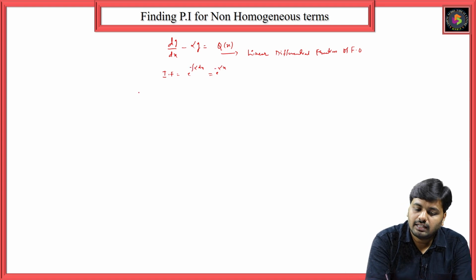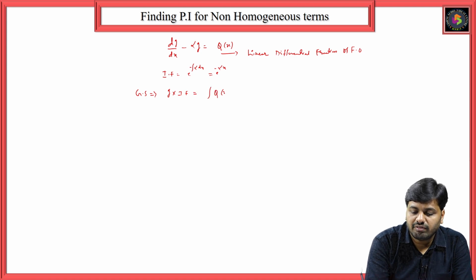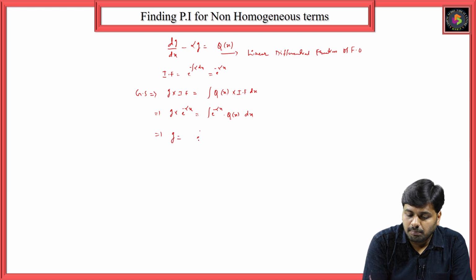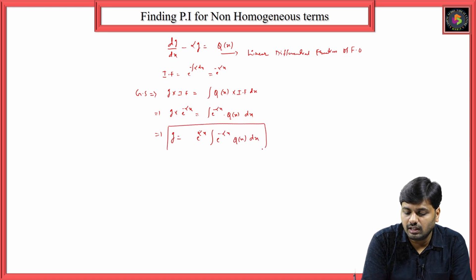Now the general solution will be G into the integrating factor equal to the integration of Q of x into the integrating factor dx. So I write G into e power minus alpha x equal to the integral of e power minus alpha x into Q of x dx. Now I shift e power minus alpha x to the right hand side, and then we get G equal to e power alpha x into the integral of e power minus alpha x Q of x dx.